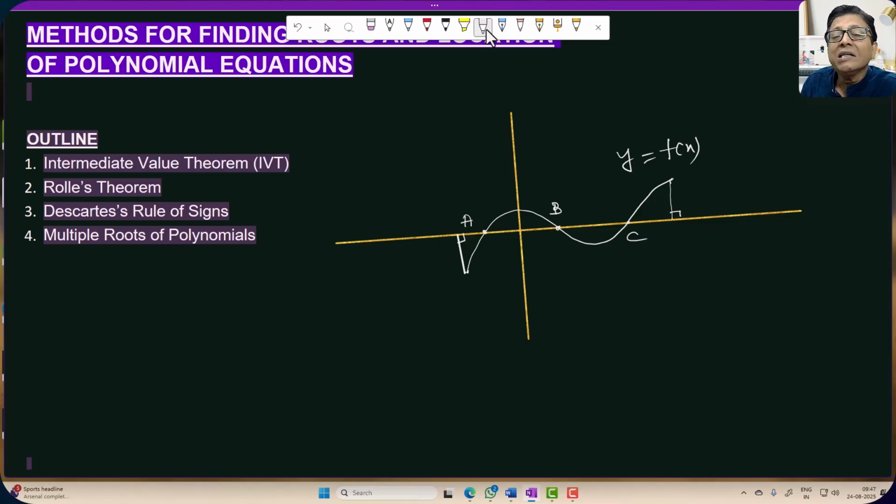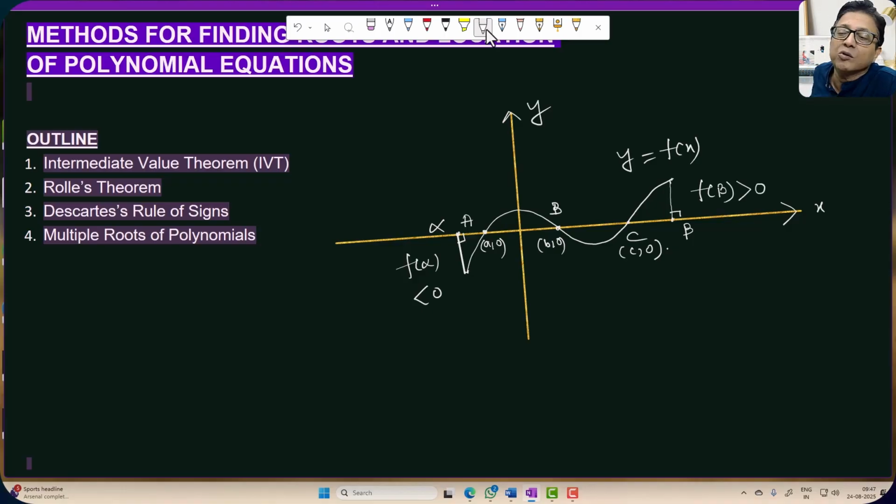Now, if the x coordinate of these 2 points be alpha and beta, this is your x-axis, then you can say that there are 3 roots in between alpha and beta. What are those 3 roots? The roots are at (a, 0), this is (b, 0), this is (c, 0). But what is the value of f(alpha)? This is less than 0. What is the value of f(beta)? This is greater than 0.